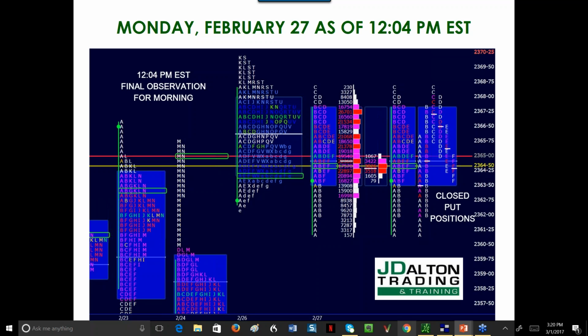The other part of that comment is, if you insist on fading a trend day, you want to fade it very late. Anybody that's been around me knows that's a standard comment you hear from me. One of the worst mistakes traders ever make is fading a trend day. If you insist on fading it, you want to fade it late.